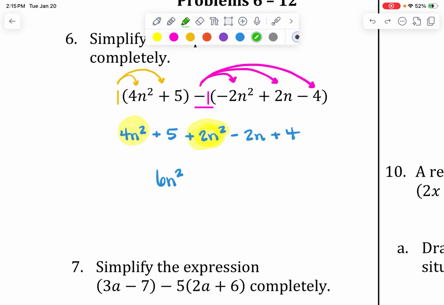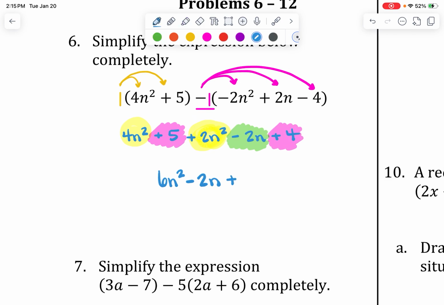Then I happen to notice that I have a negative 2n right here, but I have no other n terms because n's can only go with other n's. So I'm just going to bring him down. And then last but not least, I notice I have a constant of positive 5 and another constant of positive 4, which ends up giving me positive 9. And this is my answer, right?